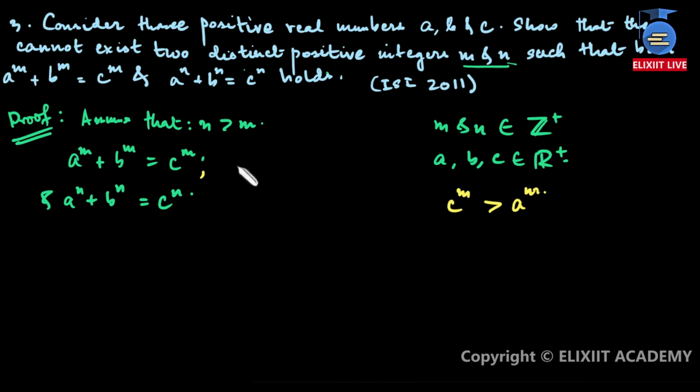So what can we say from here? If c to the power m is greater than a to the power m, then definitely c is also greater than a. Also, c to the power m is greater than b to the power m, which implies c is greater than b as well. So all possible relations I'm going to write over here.